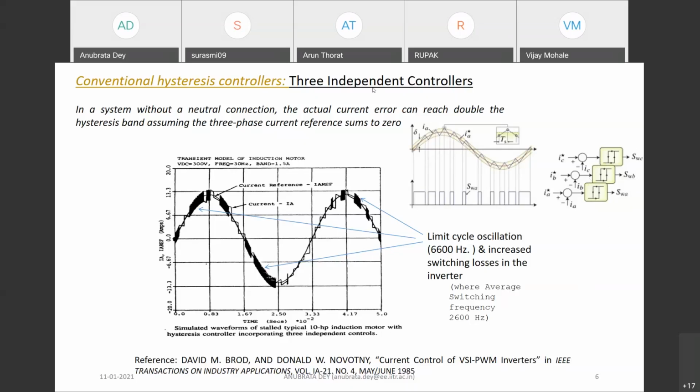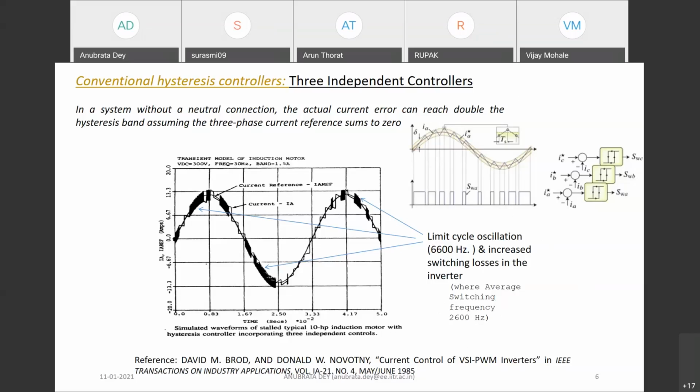And very importantly, here you are using three independent controllers. Independent controller means each phase has its own controller, so it is not dependent on the other phase controllers. But the problem cited here is that it can result in a limit cycle oscillation. Suppose you are thinking of having an average switching frequency of 2.6 kilohertz as shown here, but sometimes in some places there are multiple switchings, as you can see in this particular figure.